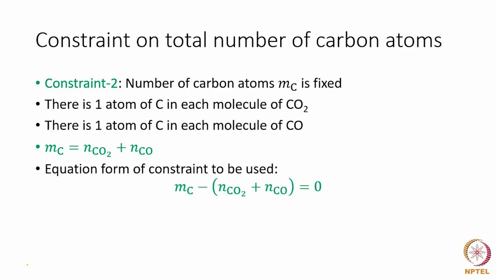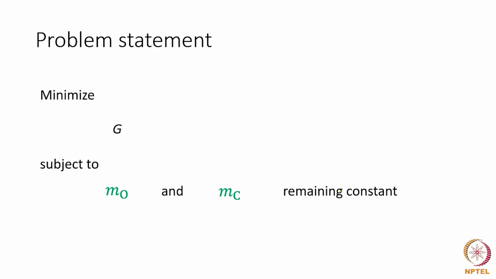So the equation form of the constraint, like we have done for the oxygen, is written in the form that is typical of constrained optimization, namely taking the quantities on the right hand side to the left hand side and writing it in the form of an equation with the right hand side as only 0. Okay, so the problem statement can now be specified as follows. Our idea is basically to minimize the Gibbs energy of this system, which is comprised of the 3 species, subject to the constraints that the number of oxygen atoms and the number of carbon atoms are remaining constant. So this is the problem statement.